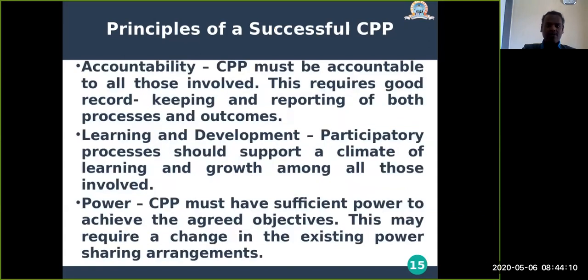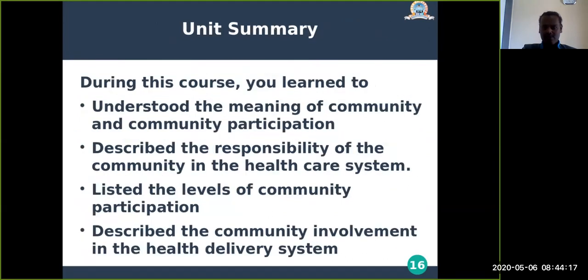You need to create accountability. Then you need to set planning and development. Then you need to give power to the CPP process. I hope you understand the importance of community participation, in terms of health.